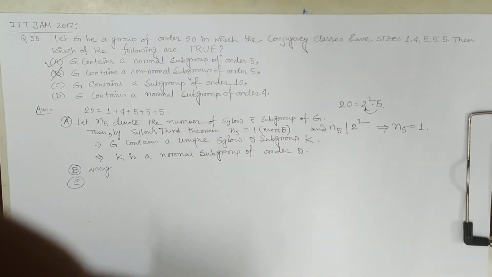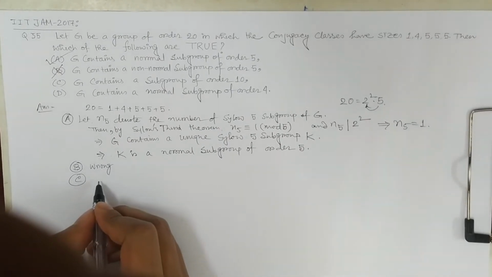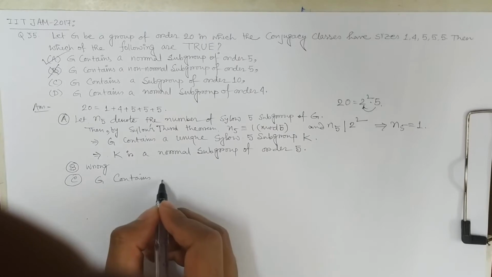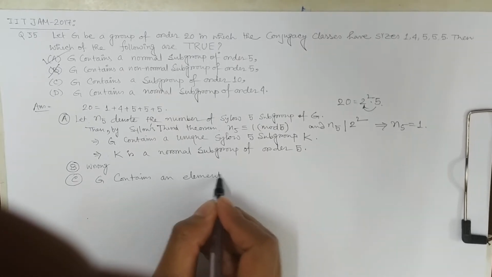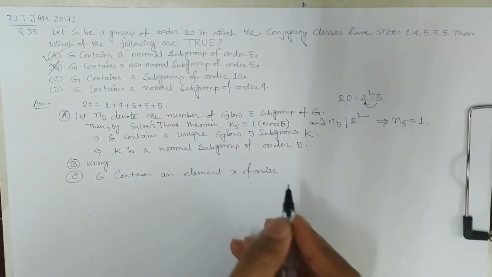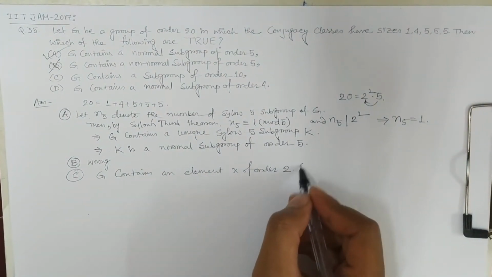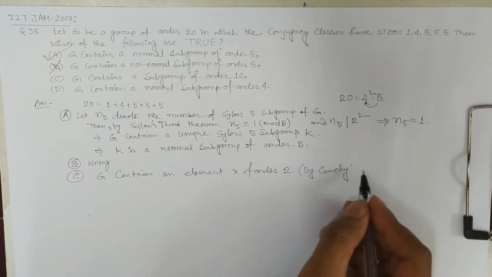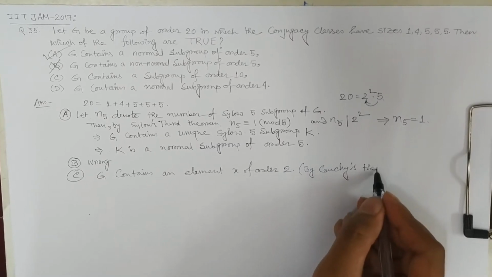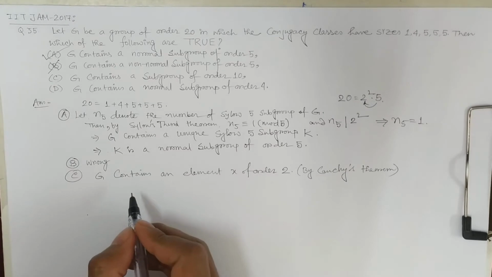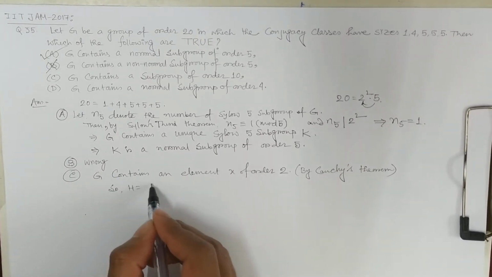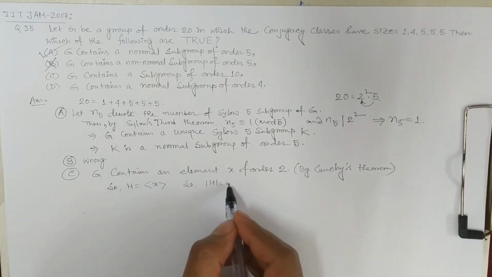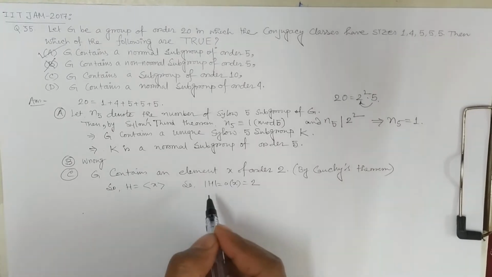For option C, similarly, G contains an element X of order 2 by Cauchy theorem: for every prime P dividing the order of G, G contains an element of order P. So we consider H to be the subgroup generated by X, which implies the cardinality of H equals the order of X, which is equal to 2. So H is of order 2.